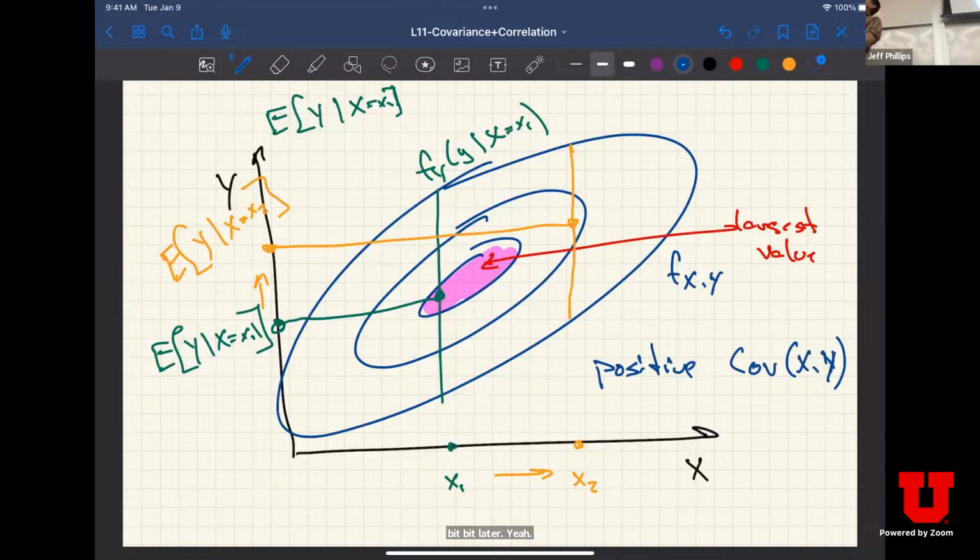We haven't defined correlation yet, so just hold on. All right, correlation will be related to this.